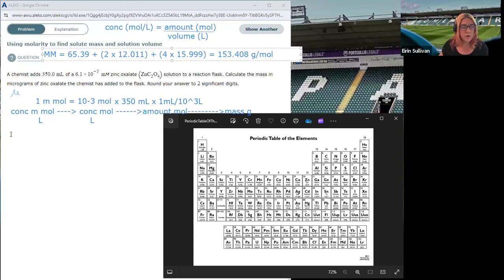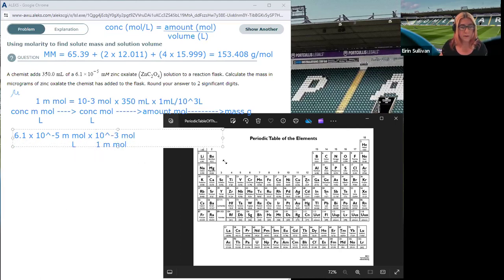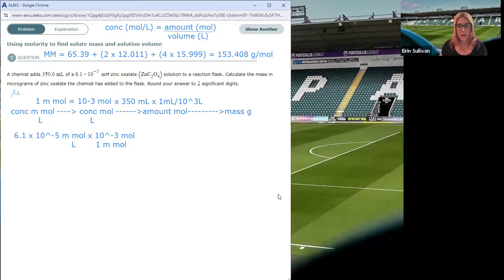The concentration in millimoles per litre then is 6.1 times 10 to the power of minus 5 millimoles per litre. So it's starting with there. Then we're going to want to convert it into moles per litre, using that every 1 millimole is 10 to the power of minus 3 moles. We're getting somewhere right there. I'm just going to make this get out of the way.